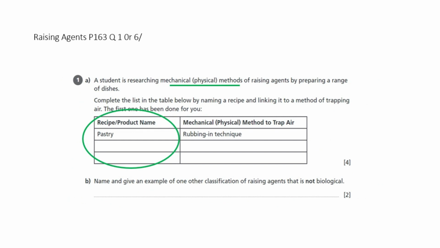Now you need to focus on the second column and give the method of aerating next to your chosen dish. Matching the method of trapping air to the dish is important, so take your time and think about it before completing the boxes. Notice there are 4 marks, so 2 for the recipe or product and 2 for the matching physical methods of aerating. Write carefully in the boxes. If you have to cross out your first answer, do it neatly and write your correct answer below.